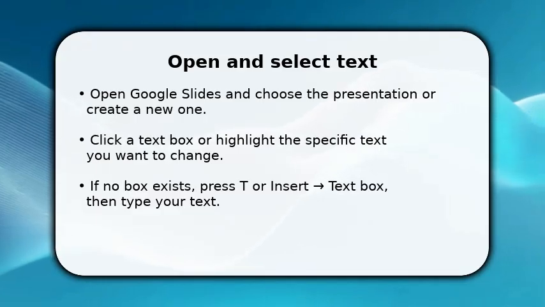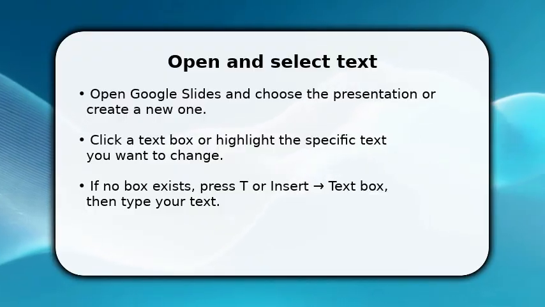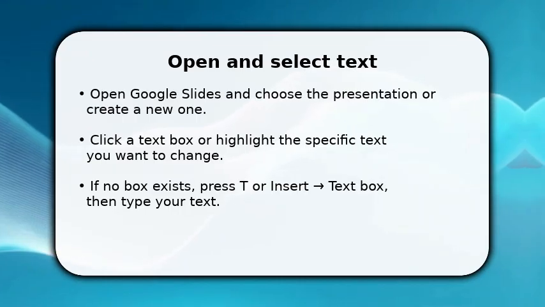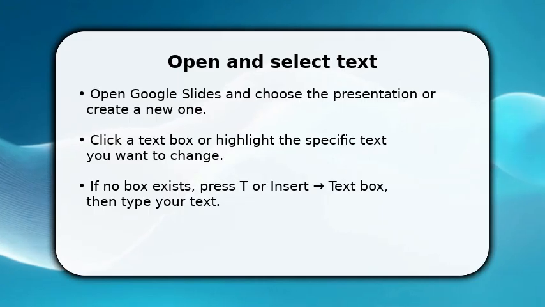You're starting inside Google Slides. Open the slide with the text you want to recolor. Click once to select the text box, then click and drag to highlight the exact characters. If you prefer, press T or use Insert > Text Box to create new text and type it.